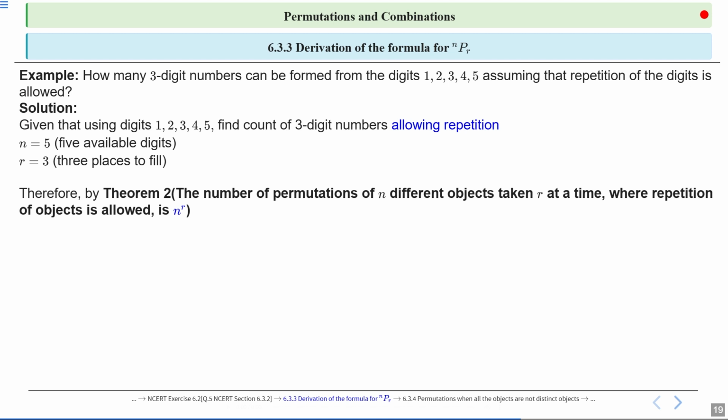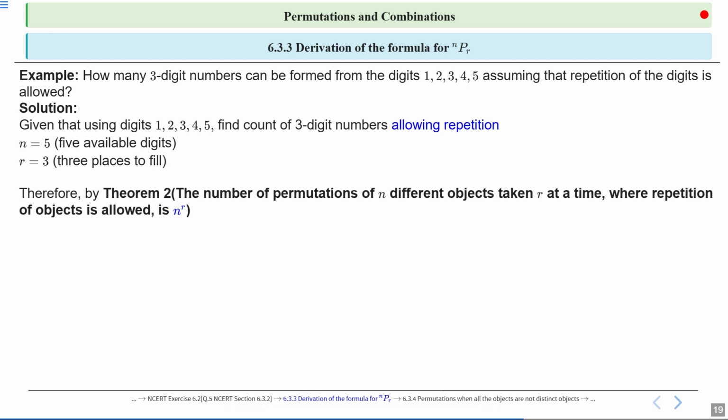Therefore, by theorem 2, the number of permutations of n different objects taken r at a time, where repetition of objects is allowed, is n to the power r. Here n is 5 and r is equal to 3. So simply substitute the values of n and r in this formula, and then you will get the answer. Let's apply this theorem to get our answer.